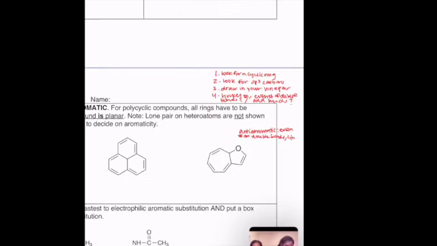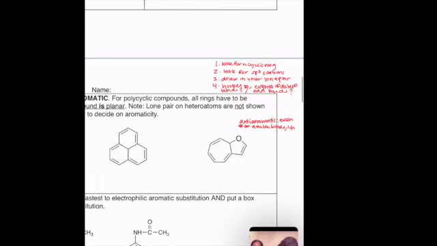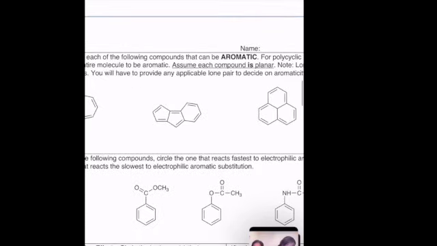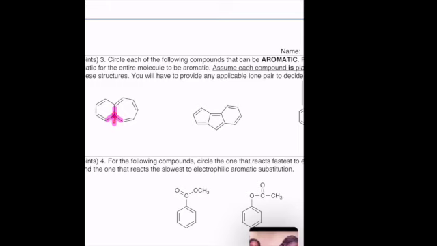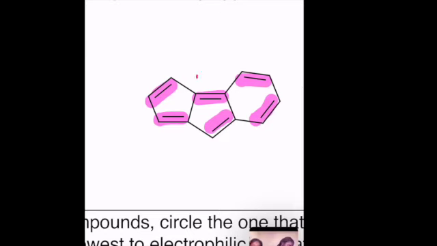Draw in your lone pairs. Are there any atoms that need lone pairs? No, everything is completely satisfied in this ring. And then the Huckel number. We're going to look at whether it has an even or odd number of bonds, and then do our 4n plus 2, and also 4n. All right, let's do it right now. So here we have our pi electrons. That's what we're looking at right now. So this is 1, this is going to have 2. So 2, 4, 6, 8, 10, 12. So right here, this has 12 pi electrons.